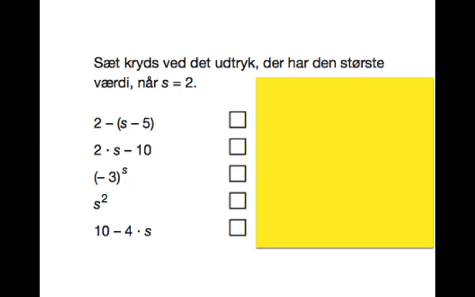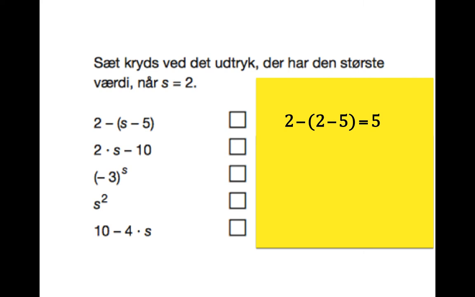Okay, the next question is another one with substituting numbers for letters. It says to put a cross against the expression that has the largest value when s equals 2. So the first one, 2 minus brackets 2 minus 5, so that's the same as 2 minus minus 3, minus minus makes plus, so that all comes to 5.